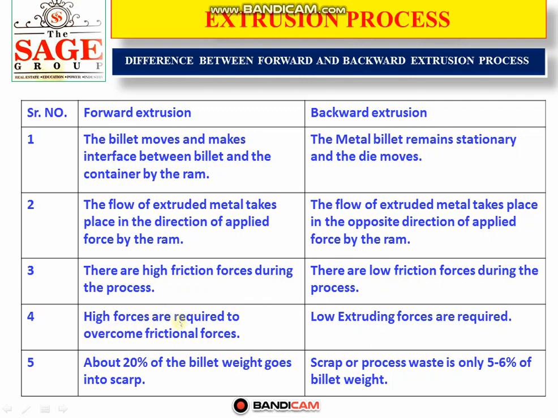Fourth difference, high forces are required to overcome frictional forces. Here, low extruding forces are required. Fifth difference, about 20% of the billet weight goes into scrap. In the backward extrusion, scrap or process waste is only 5 to 6% of the billet weight.